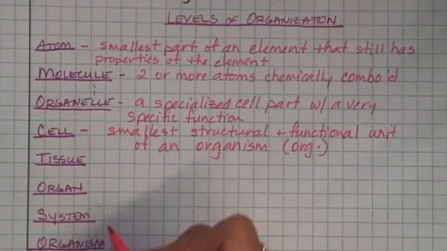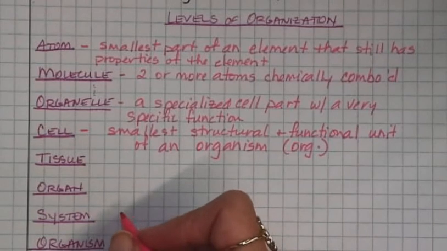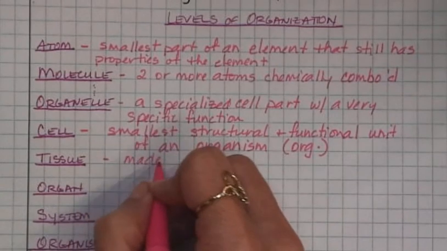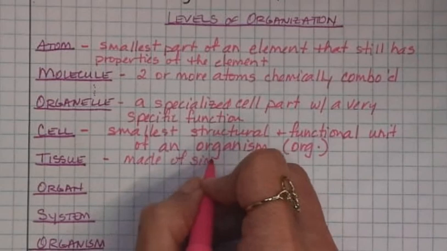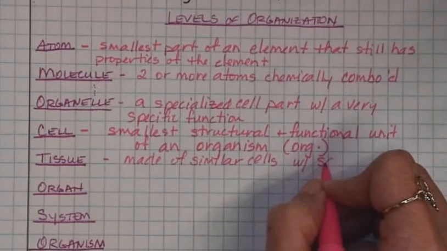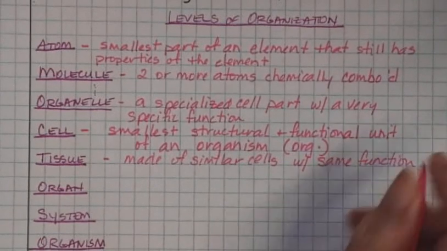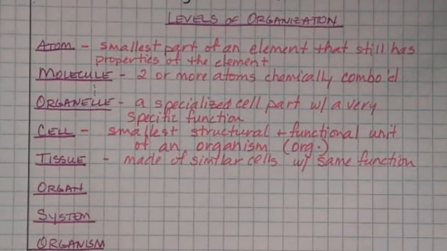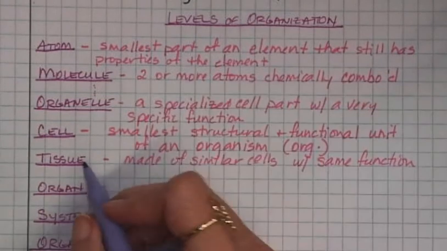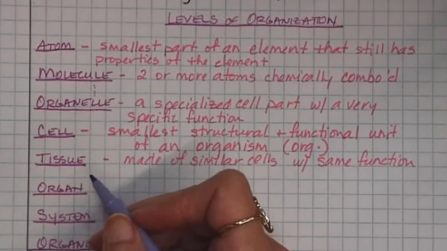The next part is a tissue, and if you have a group of similar cells with the same function, then you have a tissue. So a tissue is made of similar cells with the same function. And then we can jump up to an organ. And in this case, again, everything is built on the one before. So if we have a group of tissues that are working together to perform a function, we have an organ.